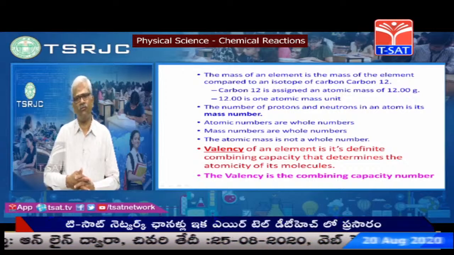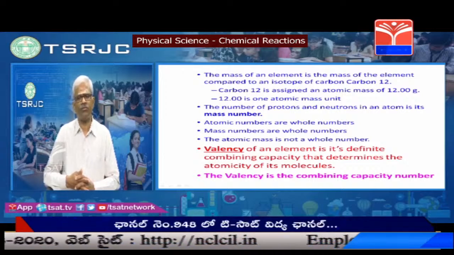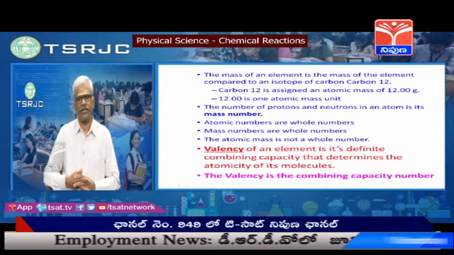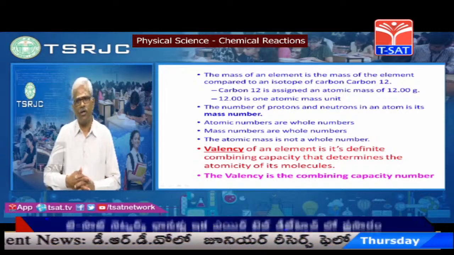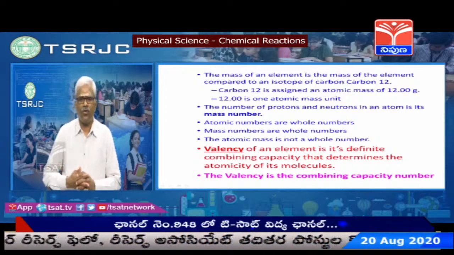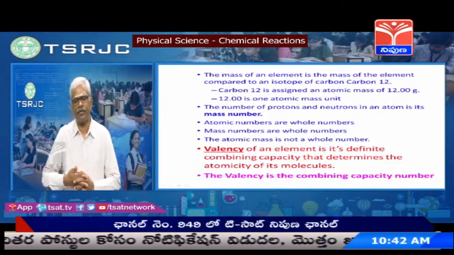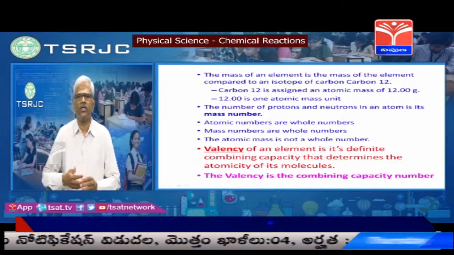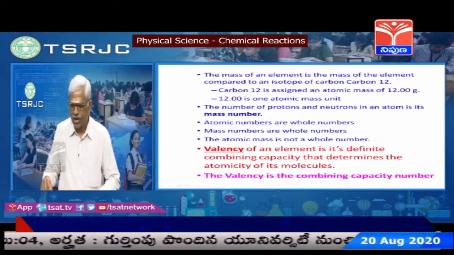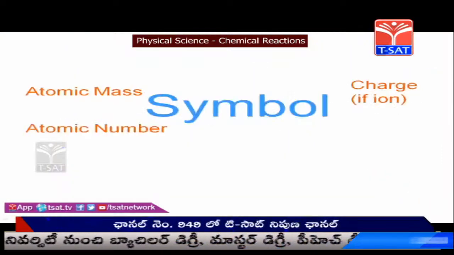No atom will have atomicity more than 8. Even 8 also will not exist. We will discuss the reason for the atomicities 1 to 7 only in atomic structure in depth. The valency is the combining capacity number.